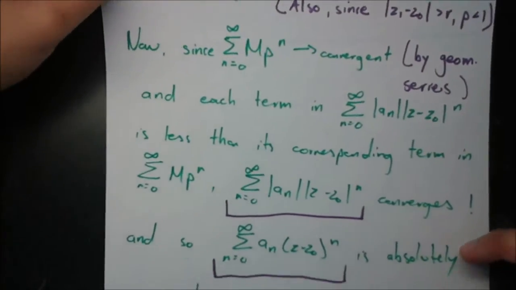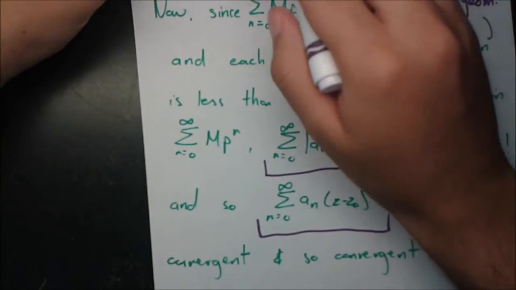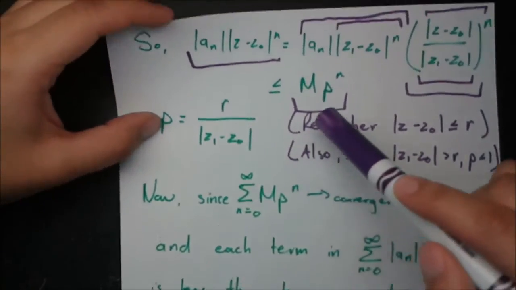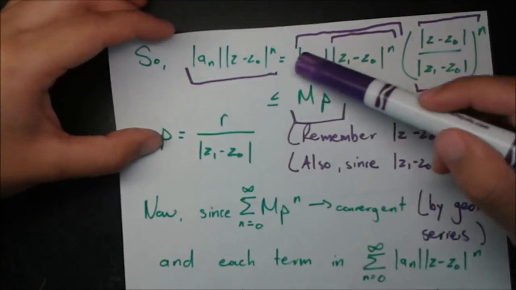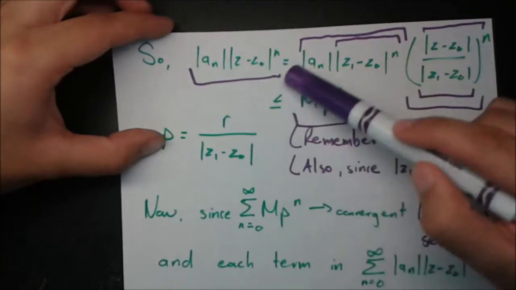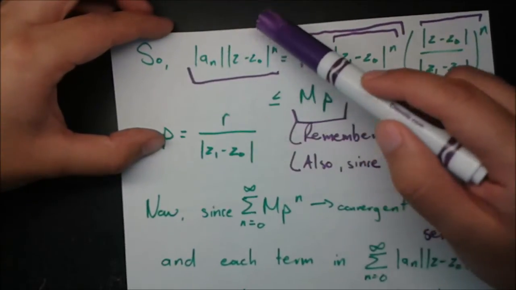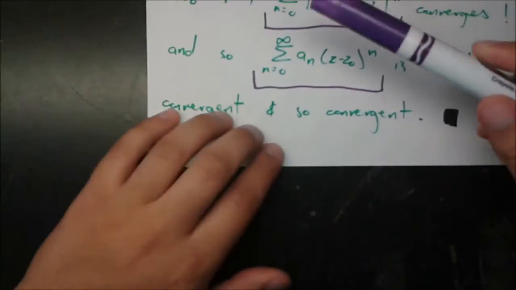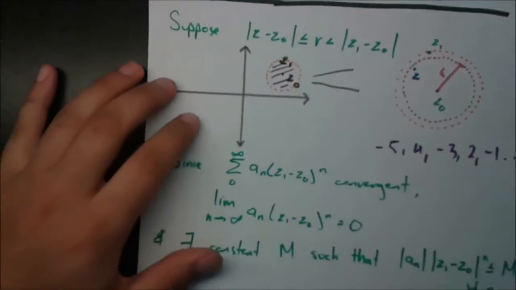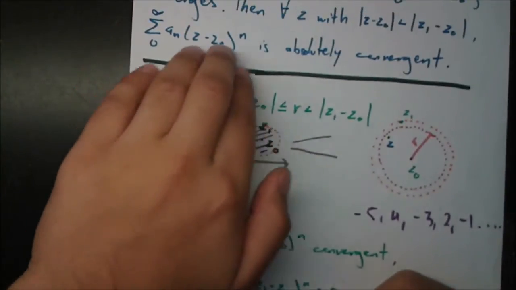And then we said that this series is less than this series, which is like a comparison test. We compared these two series, and we said that this one converges, therefore this one converges. And since this one converges, it is absolutely convergent, which means the original series without the absolute values is also convergent. So all of that to prove that this is absolutely convergent.